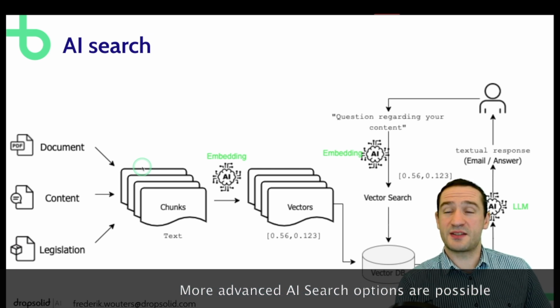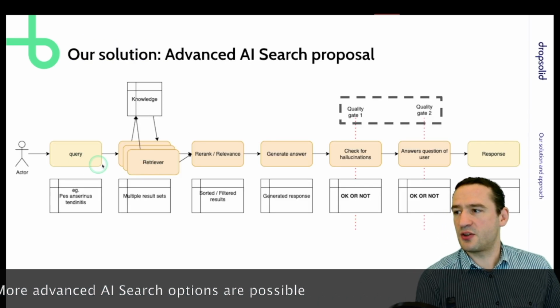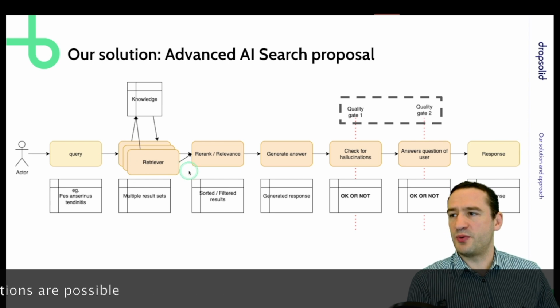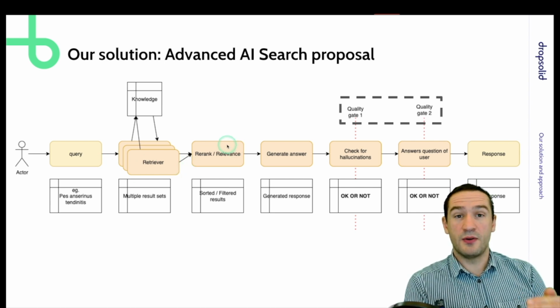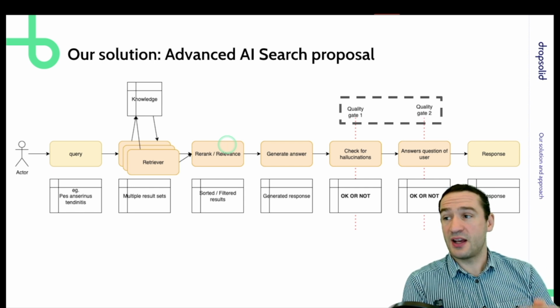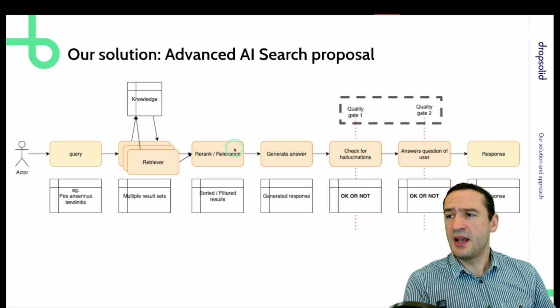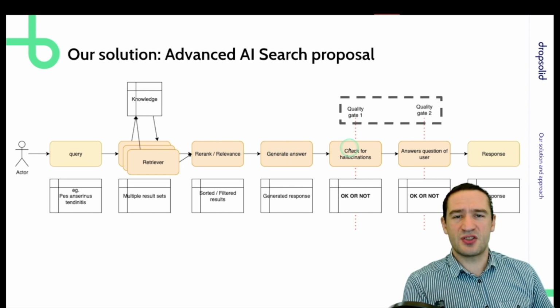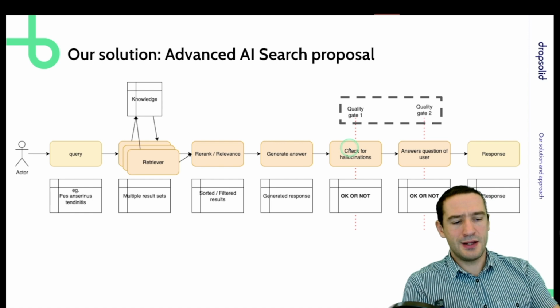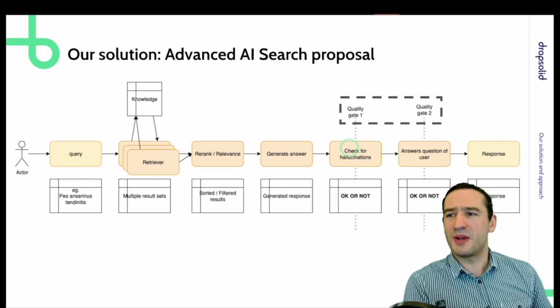There's also more advanced methods where after asking the question, it will find you multiple results, and you can then re-rank these. Perhaps some resulting articles are more relevant or less relevant, and you want to sort them accordingly. And after that, you can generate an answer, which you can then check for hallucinations. With another language model, you can check, is this answer hallucinated or not based on the sources?